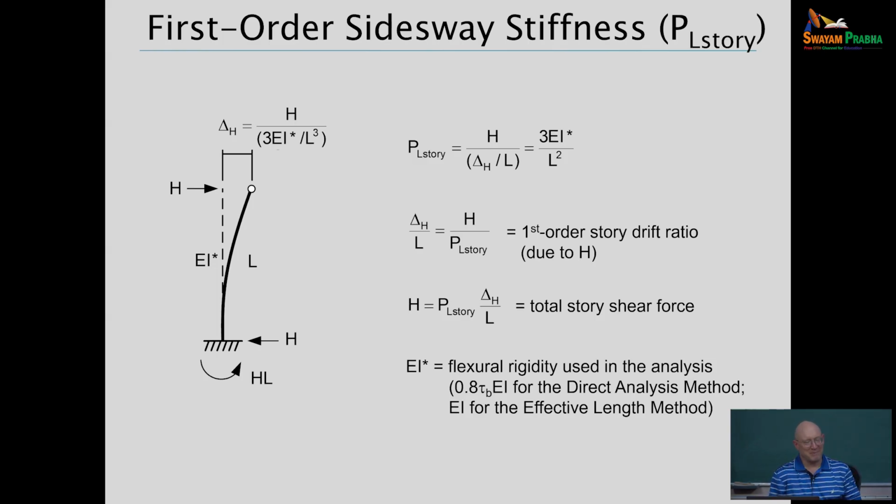But think of it as a story stiffness. It's a little bit different definition of story stiffness than what we used in the denominator there and what we just walked through. PL story is the lateral load H per unit drift ratio or unit rotation, delta H over L, if you wish. Of course, that would be then for our cantilever 3EI/L squared. And so the drift ratio we can obviously get by dividing H by the stiffness, written in this way, PL story, or H is PL story times the drift ratio.